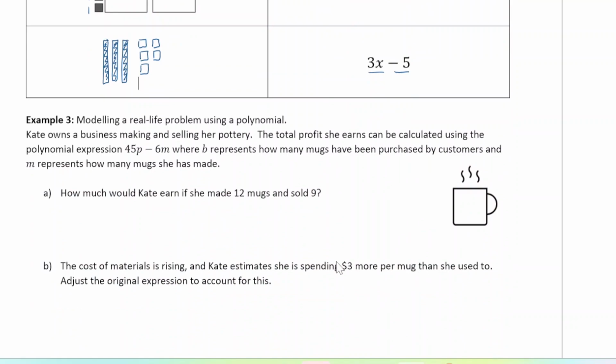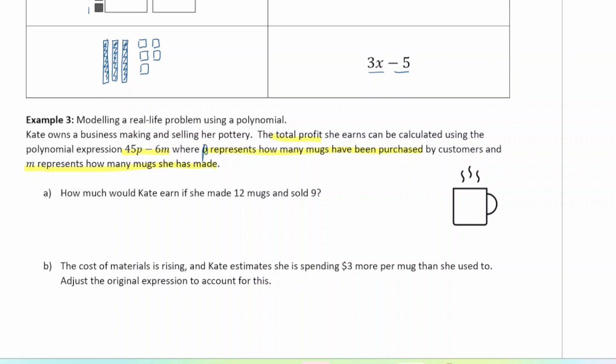Okay, last, we're going to use some polynomials to make a connection to a real life scenario. Kate owns a business making and selling her pottery. The total profit she earns, I'm just going to highlight some key terms, can be calculated using the polynomial expression 45p minus 6m, where p, sorry that's a typo, it should say p, represents how many mugs have been purchased. So p is how many have been purchased, and m is how many she's made.